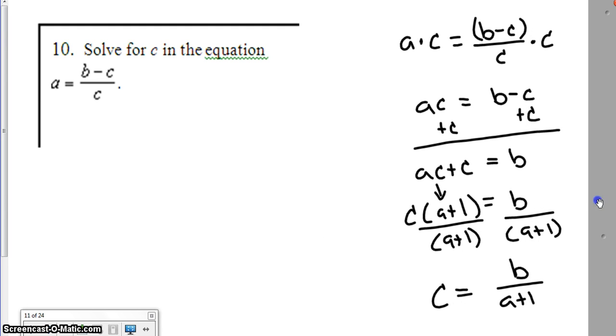Notice that we had to isolate C on one side of the equation, and then you had to undo distributive property so that C was isolated with the sum of A plus 1.